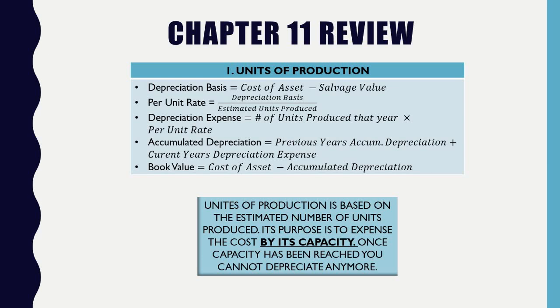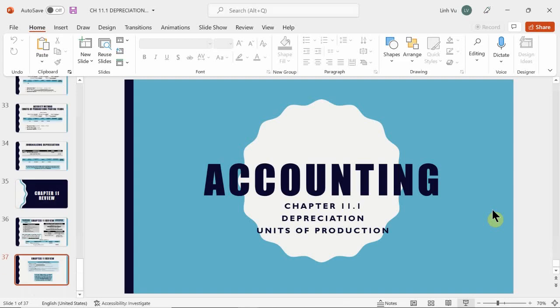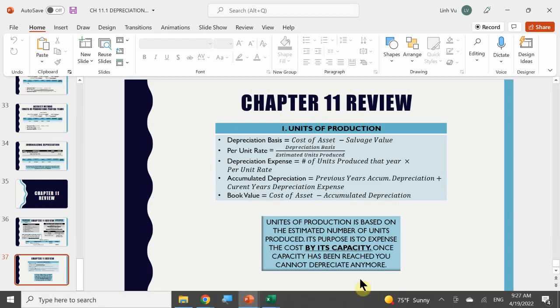Because we're only looking at the first one, here's the very first one, which is units of production, which is based on capacity. It's not based on anything else. It's not based on age or anything. It's based on its capacity of how many units it can produce. So that's huge there. And here are the formulas to help you out when you are calculating. So, any questions for 11.1?